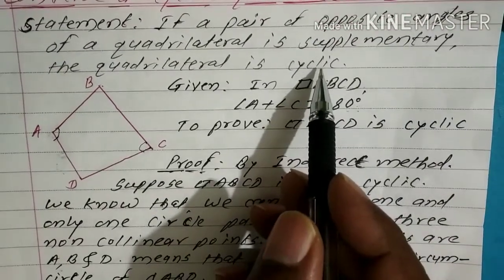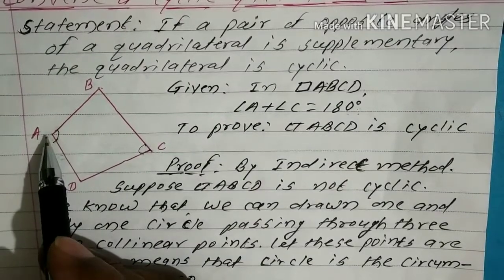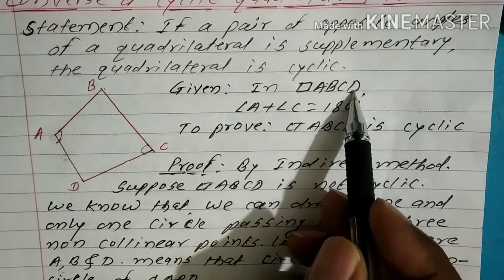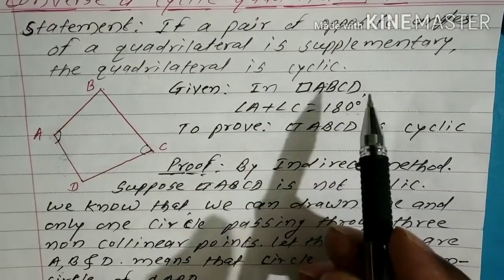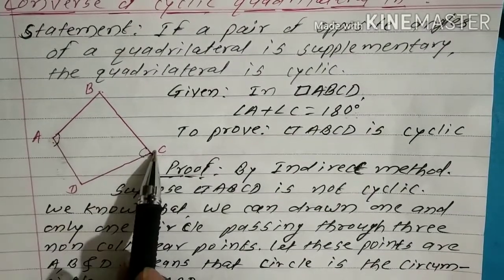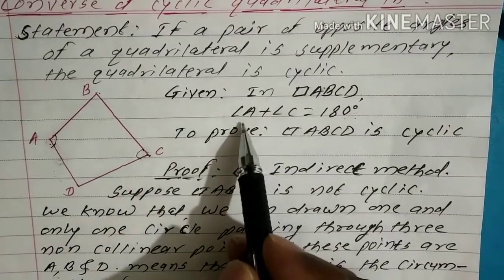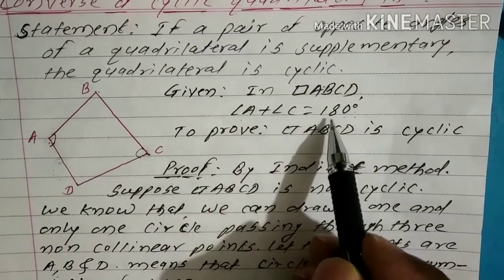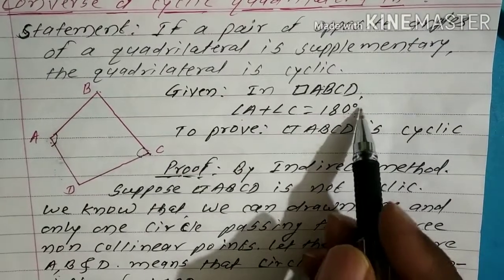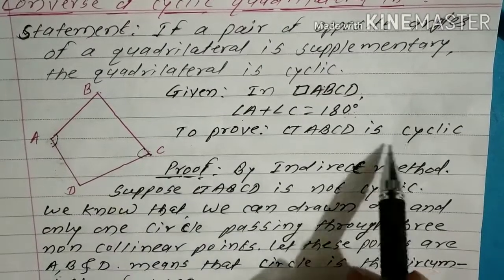From the given statement, I draw the quadrilateral ABCD. Therefore, I write the given in quadrilateral ABCD. Pair of opposite angles, I take angle A, angle C. Opposite angles. These opposite angles are supplementary. Hence, I write here angle A plus angle C is equal to 180 degrees. This is given. To prove: quadrilateral ABCD is cyclic.